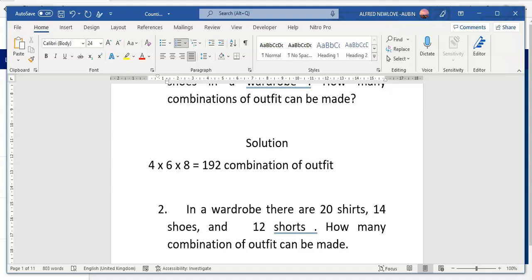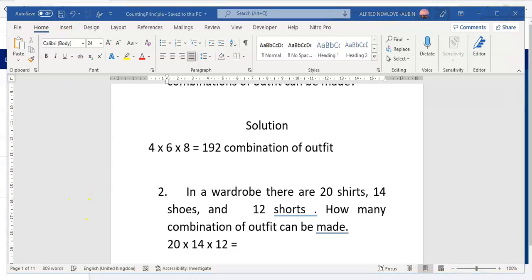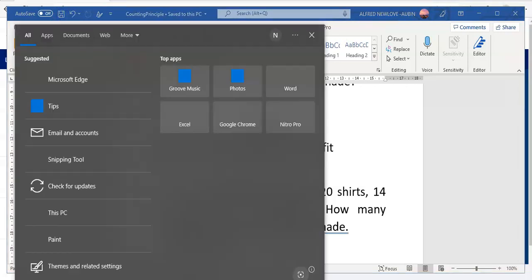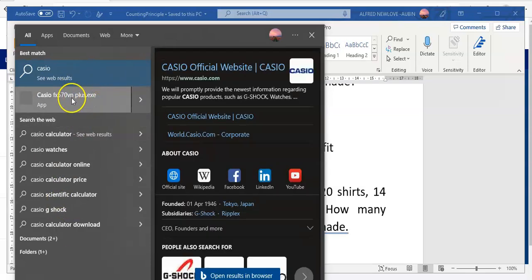Wow. Similar to that one, eh? I know you know the answers now. So how is it going to be? Our m is 20, times our n is 14, times our 12, whatever number. So this is what it's going to give us. Okay, let's get our calculator.